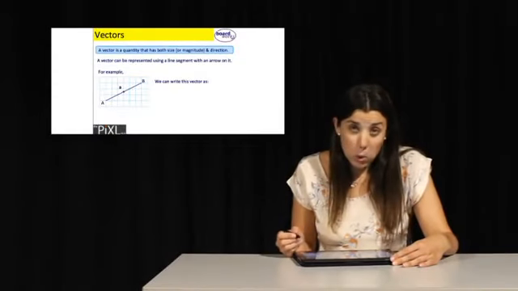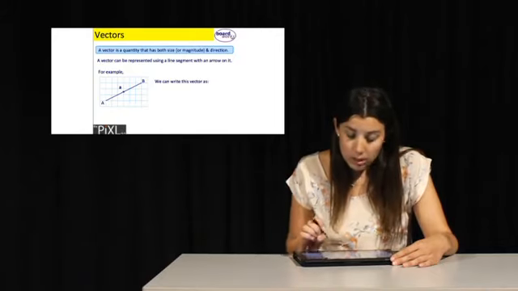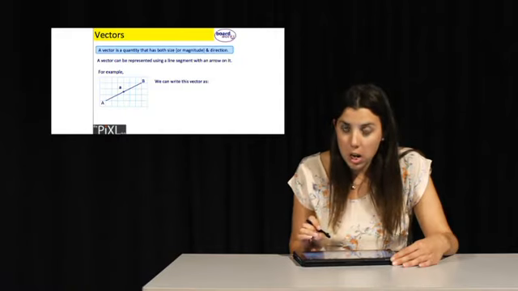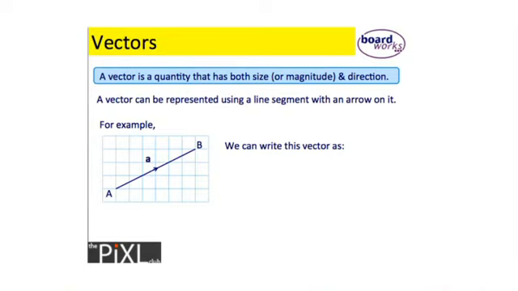A vector is a quantity that has both size and direction. Size is sometimes called magnitude, and a vector can be represented using a line segment with an arrow on it. You can see here we have a line starting at A, travelling to B. The direction, which is one of the key aspects of a vector, is from A to B. That's why there's a little arrow here on the line. And then there's a value for it, and that represents the size of this vector.